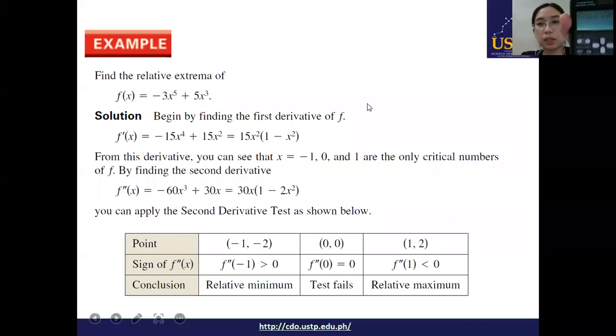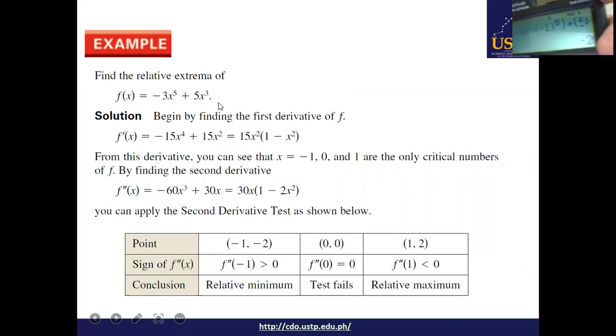So i-substitute nato si -1 dinhi sa ato ang original equation na f of x is equal to -3x to the power 5 plus 5x cubed. So makita nato ang iyahang y coordinate. So now sa value nga -1 nga x, the answer is -2. And for 0, it's 0. So na siya sa ato ang origin. Next is sa +1. So i-substitute lang nato siya. So +1. So the answer is +2.